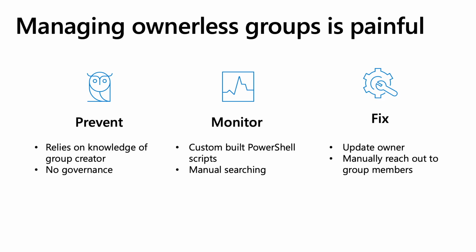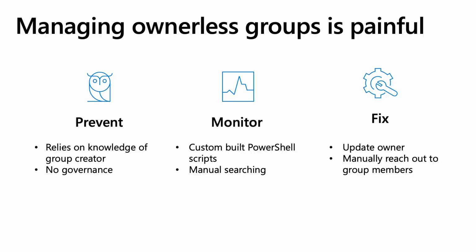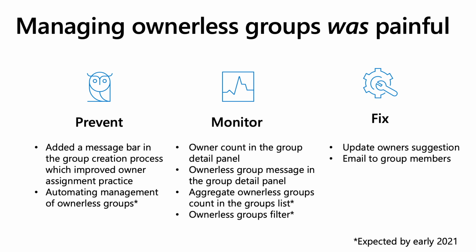And then finally, how do you fix it? Well, you can always update the owner yourself, but you may not know who should be the new owner of the group. A lot of times your organization is big enough and they work on a lot of things, and you may not know that when Joe left, Bob should be the new owner. And so you may have to manually reach out to the group members in order to figure out who should be that new owner.